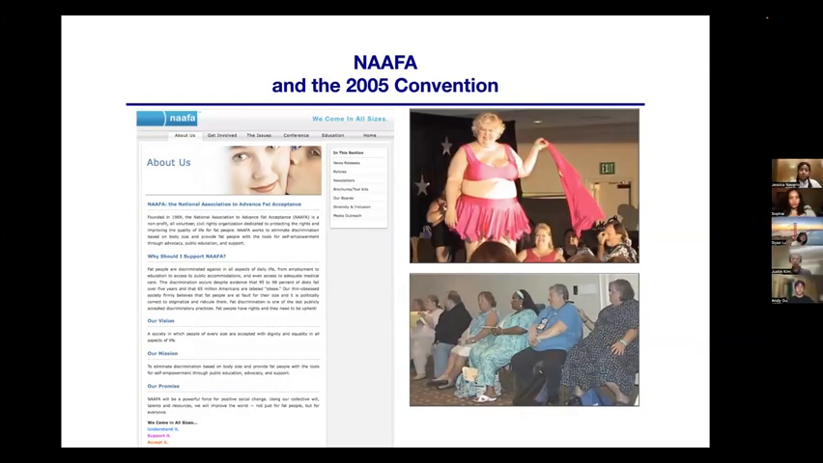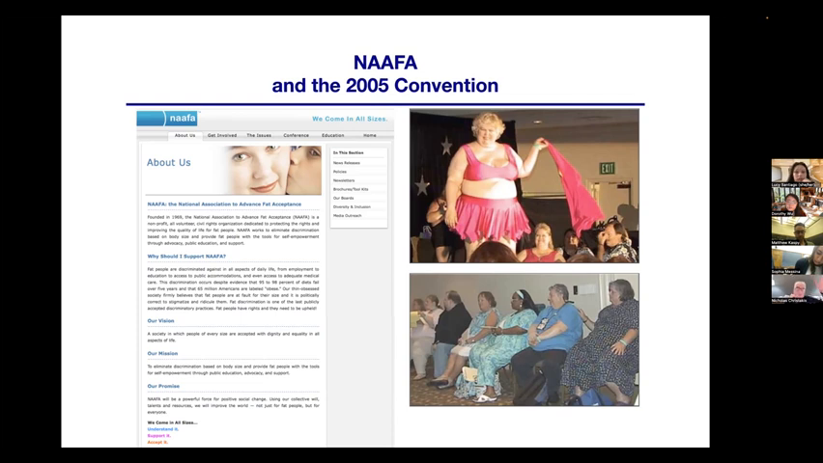And social norms are changing to the point where there is an action-oriented organization, the National Association to Advance Fat Acceptance, that frames its claims in terms of civil rights. For example, here are some photos that you can see from clicking on the URL for the 2005 NAFA convention. And if you can't read this text, I'm going to read it to you.